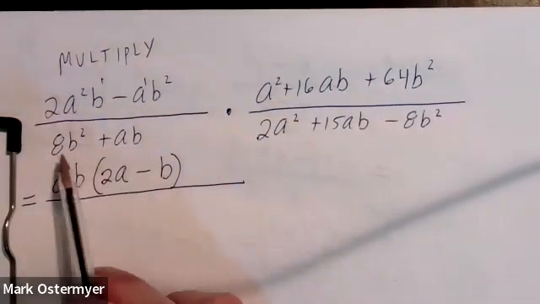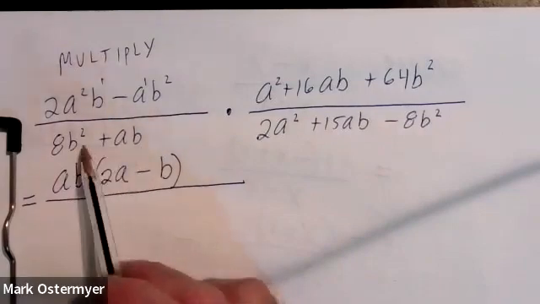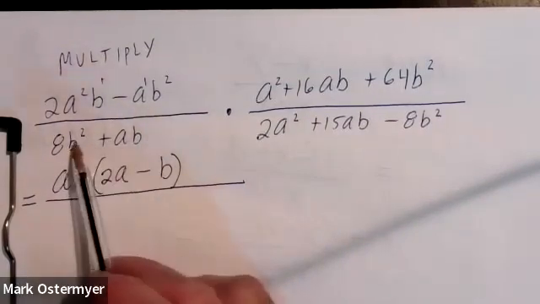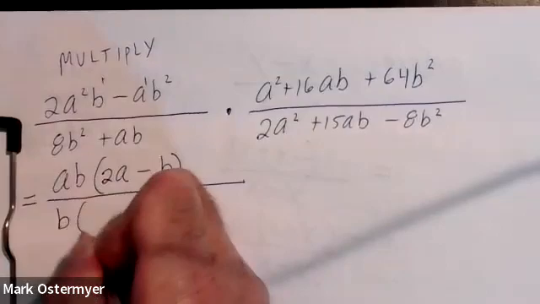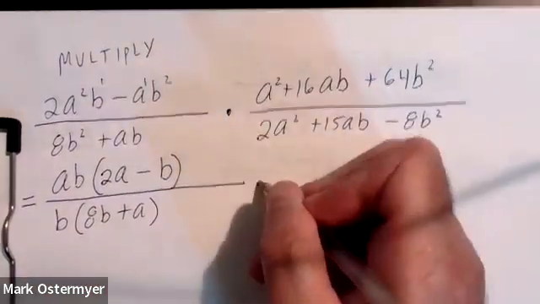Our denominator, can we factor it any? Well, all we can factor out is ab. Yeah, we can factor ab out, and when we do so, we leave behind 8b plus a. Okay, all those are completely factored.